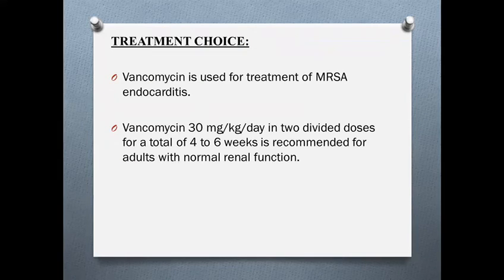The treatment of choice for MRSA is vancomycin, and vancomycin is given at about 30 mg per kg per day in two divided doses for a total of 2 to 4 weeks in patients that have normal renal function.